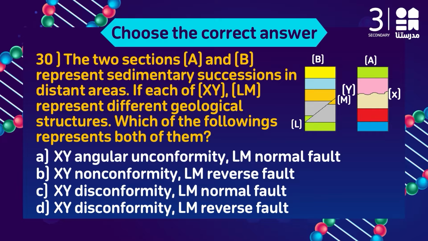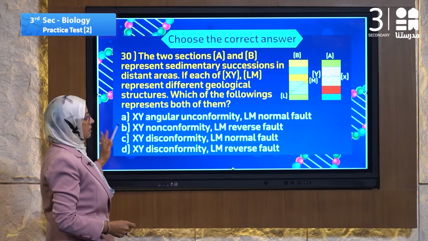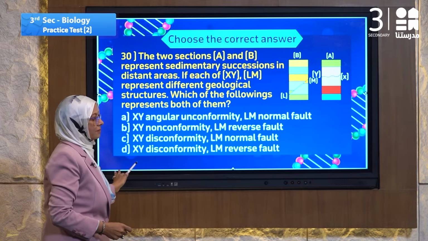Okay, let's read it again. If each of XY and LM represent different geological structures, they are different geological structures. Which of the following represent both of them? Which of these choices is the right one?